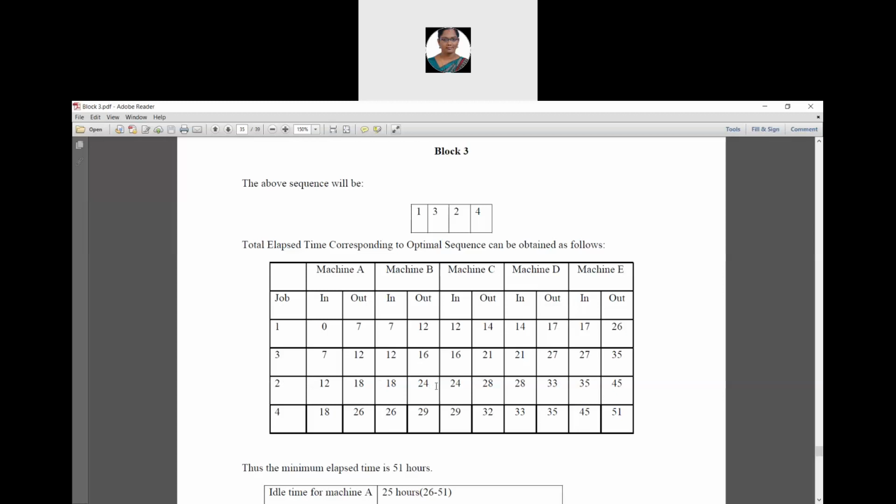Then compare these two numbers, 24 and 26. Maximum of 24 and 26 is 26. So the in value is 26, and for the out value, addition of the in value 26 plus the processing time value for job 4 in machine B. It is 3, so 26 plus 3 is 29.